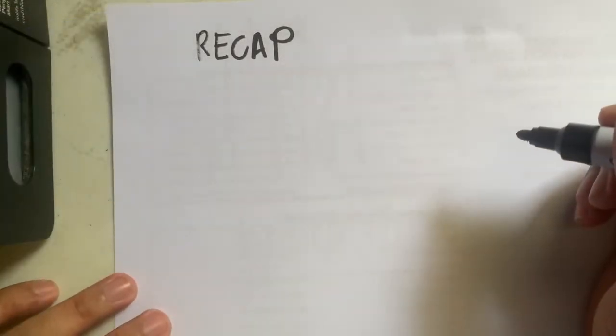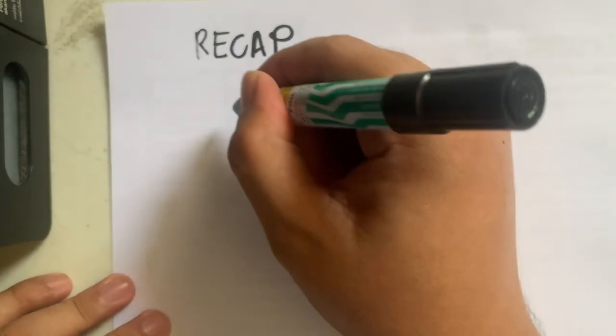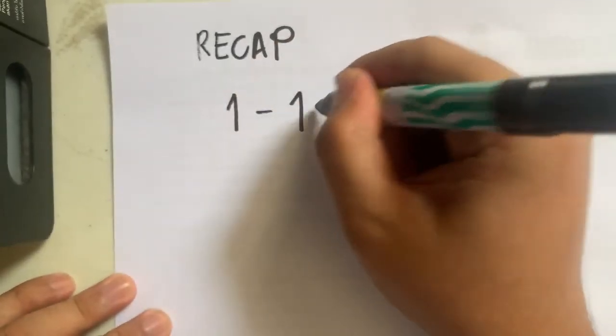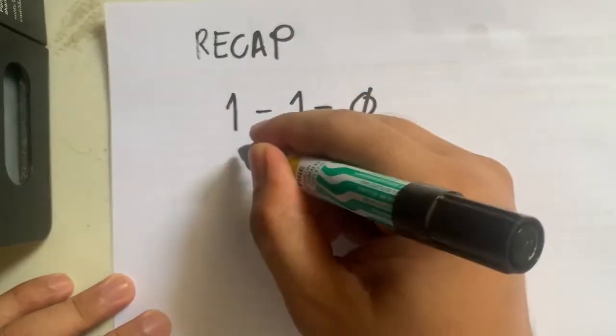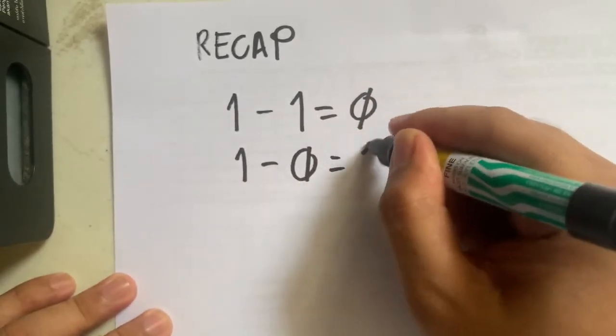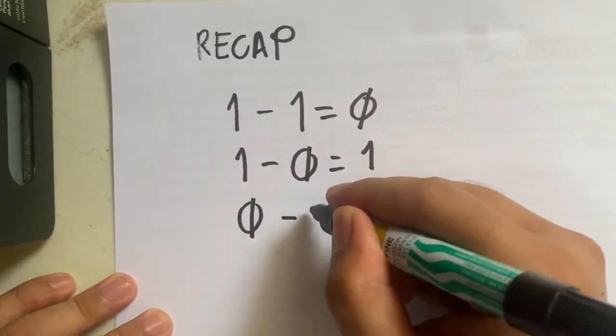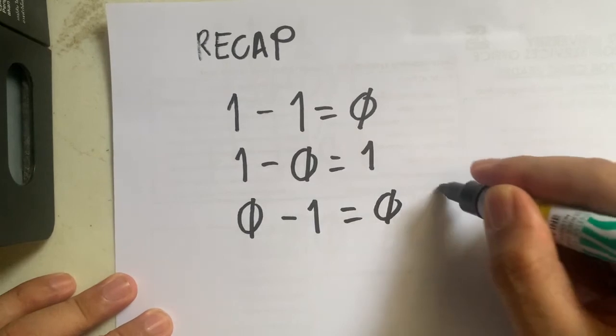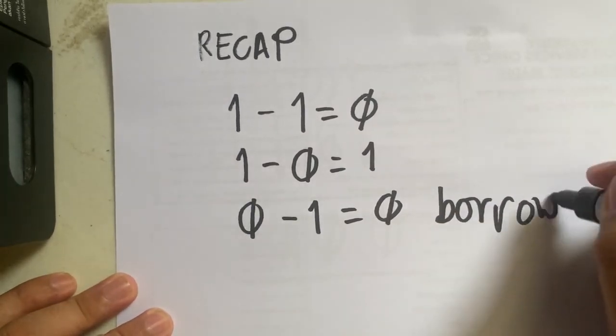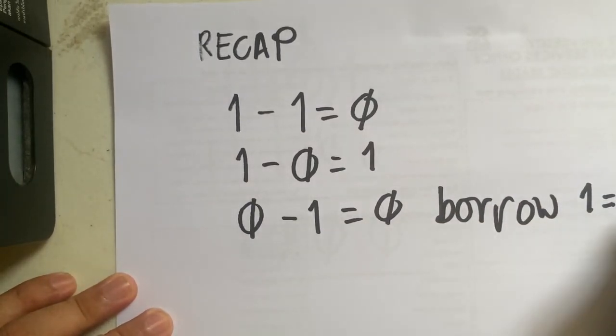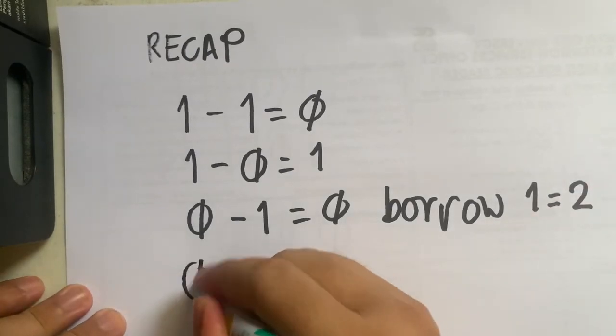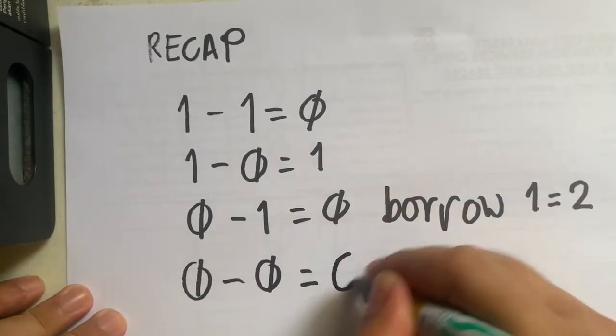So as a recap, these are the rules in subtracting binary numbers. So we have 1 minus 1 is 0. 1 minus 0 is equal to 1. 0 minus 1 is equal to 0, borrow 1, which is actually equivalent to 2. And then 0 minus 0 is equivalent to 0.